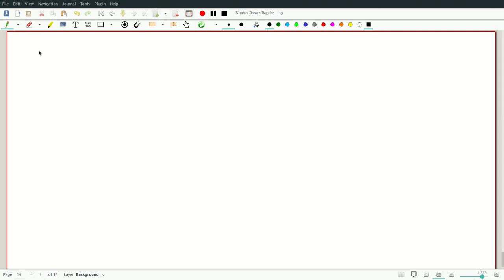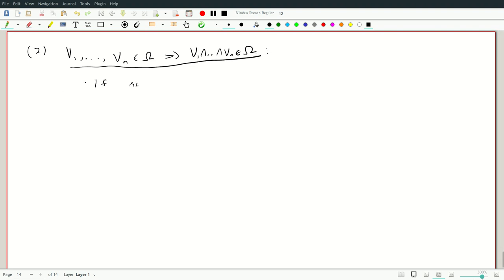Our next property we need is finite intersections. So suppose we have V1 through Vn in omega. This is the property we are trying to prove, that V1 intersection Vn, the intersection of all of them, is in omega. Again, you have to have two cases. This time, if some Vi is empty, then V1 intersection Vn is empty, and hence it's in omega. So again, we have to split cases, being either empty or not.